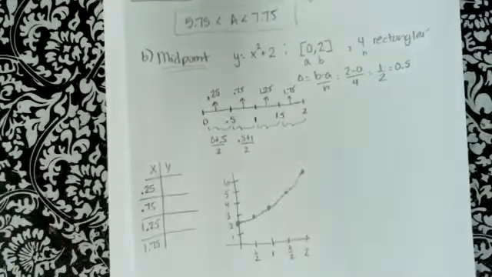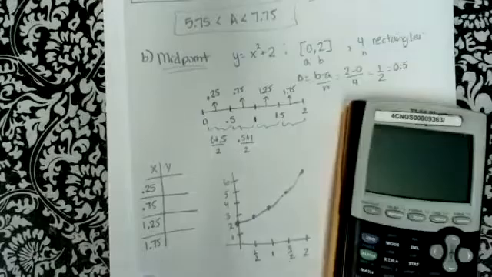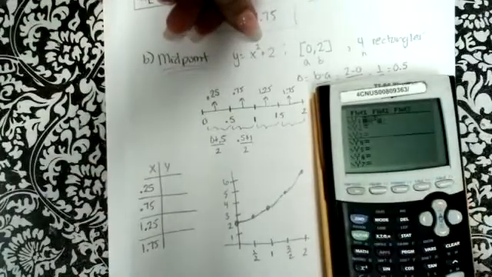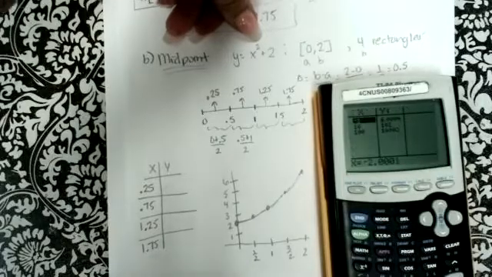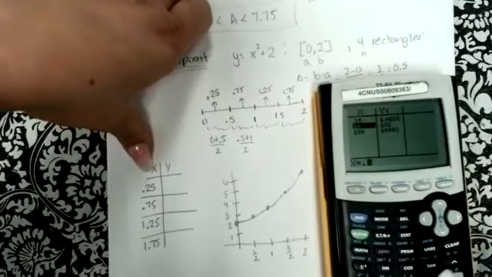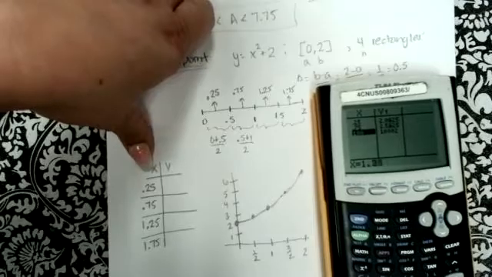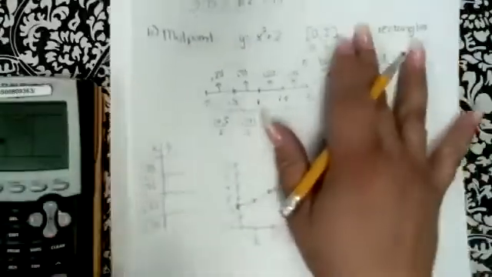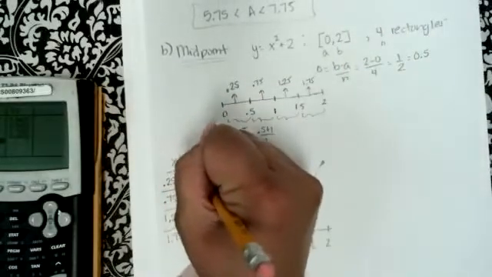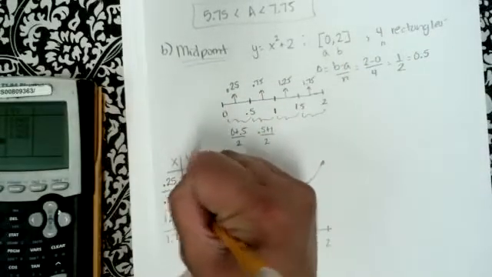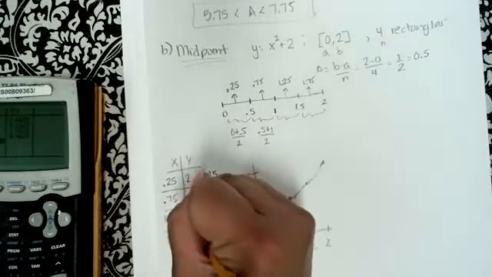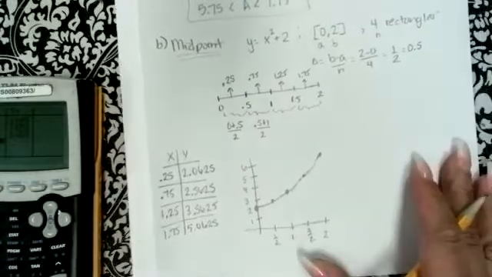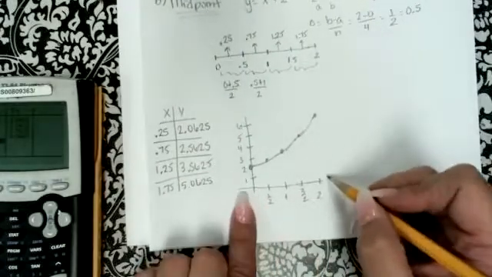I'm going to go ahead and find out what these values are. It's fast if you just type this into your y equals. Go to my table and I'm going to plug in 0.25, 0.75, 1.25, and 1.75. And there's my y values. So here, this is going to be a 2.0625, 2.5625, 3.5625, 5.0625.